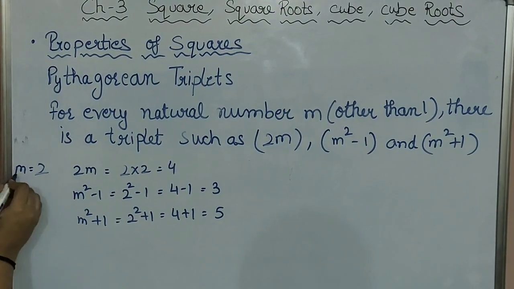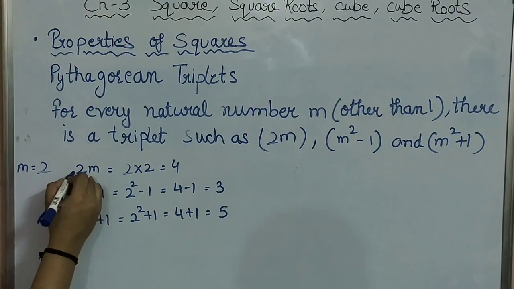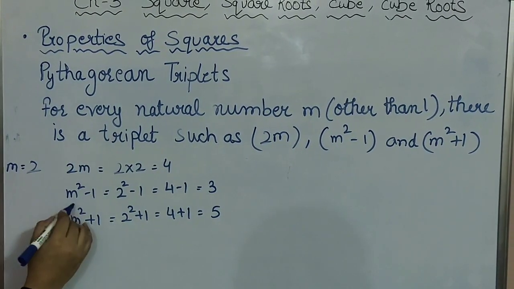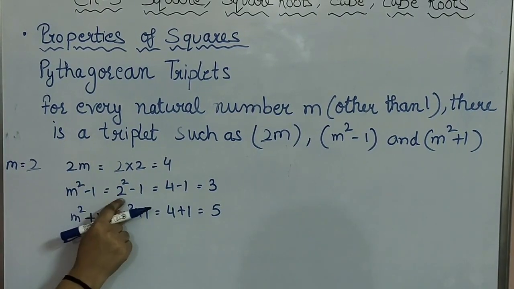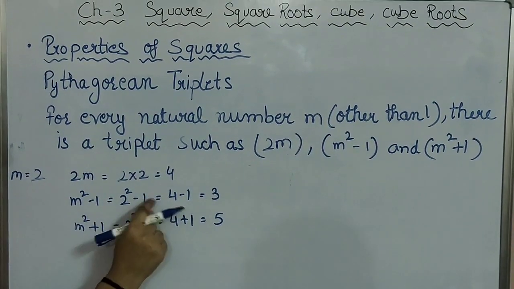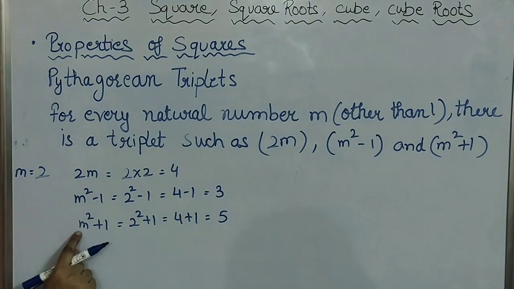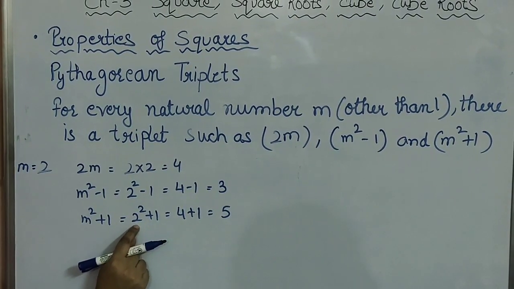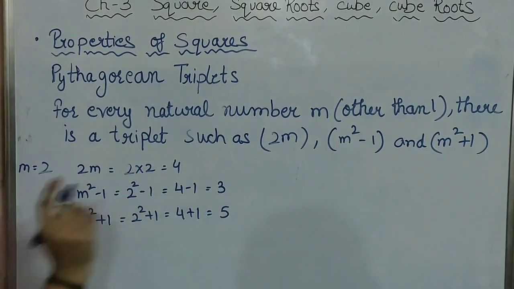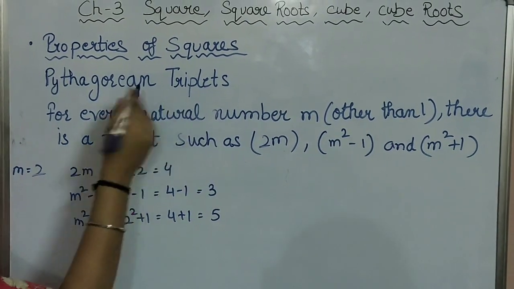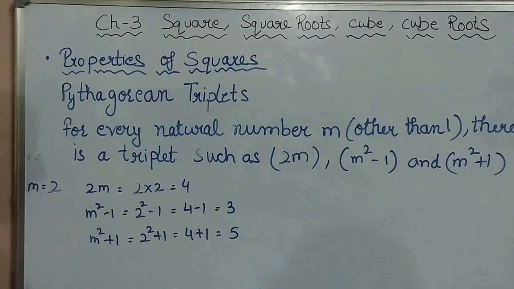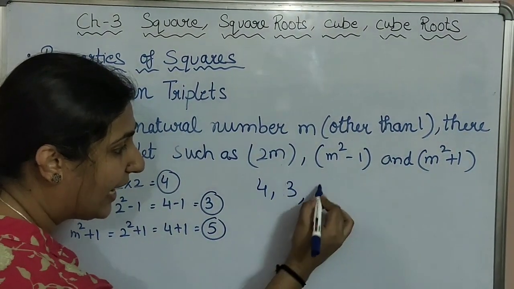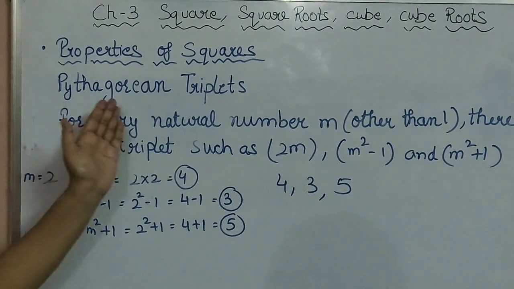How? We'll take the value of m as 2. The first number is 2m, that means 2 into m, which is 2 into 2, that is 4. And m square minus 1: m was 2, so 2 square minus 1. 2 square is 4, 4 minus 1 is 3. And the third number is m square plus 1. So m is 2, so 2 square plus 1, that is 4 plus 1, that is 5. So we get one Pythagorean triplet, that is 4, 3 and 5.